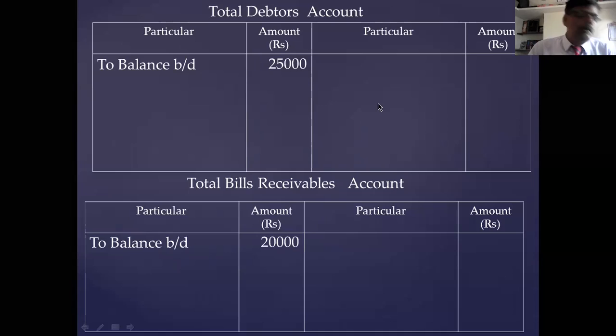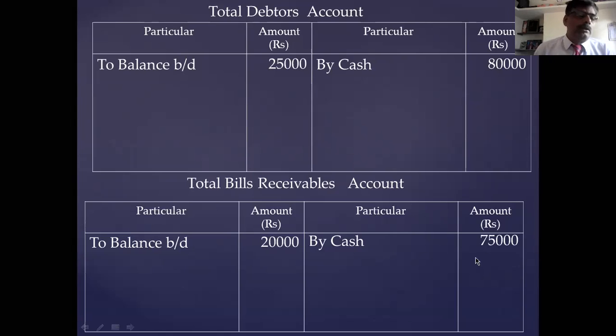Then go to cash book. In the cash book debit side, debtors is 80,000. So it is by cash 80,000. And cash book debit side bills receivable is there. It comes on the credit side of bills receivable account by cash 75,000.